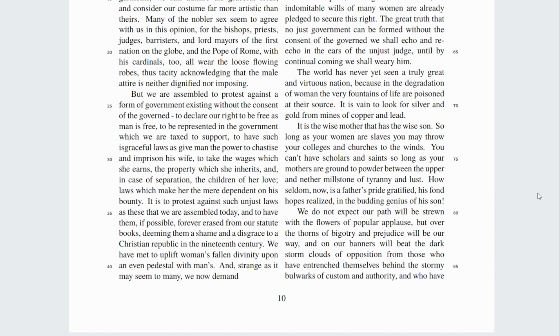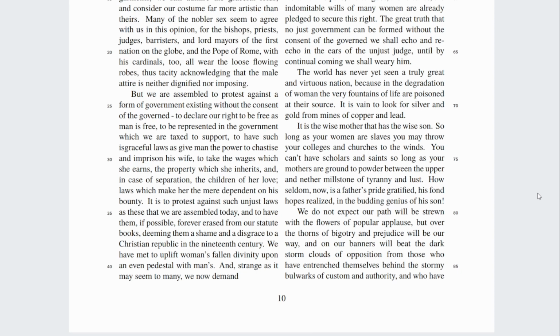The world has never yet seen a truly great and virtuous nation, because in the degradation of woman the very fountains of life are poisoned at their source. It is vain to look for silver and gold from mines of copper and lead. It is the wise mother that has the wise son. So long as your women are slaves, you may throw your colleges and churches to the winds. You can't have scholars and saints so long as your mothers are ground to powder between the upper and nether millstone of tyranny and lust. How seldom now is father's pride gratified, his fond hopes realized in the budding genius of his son.